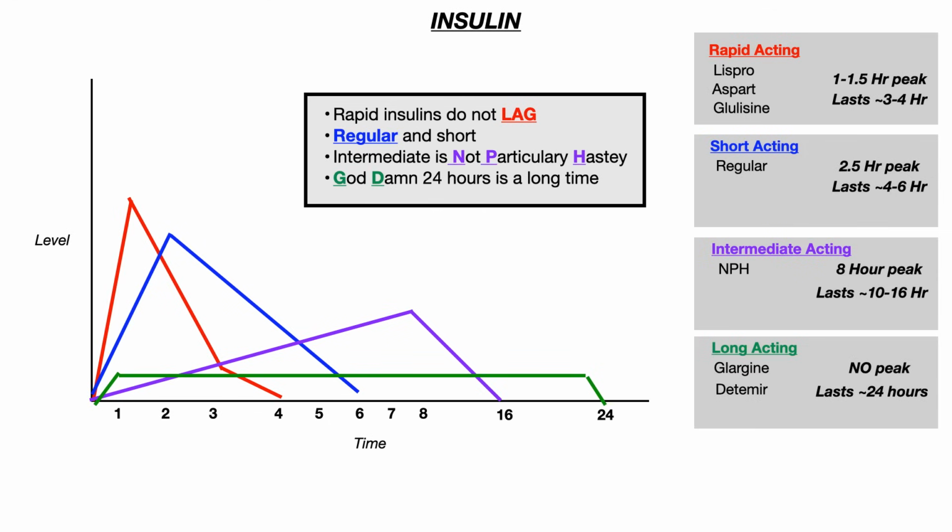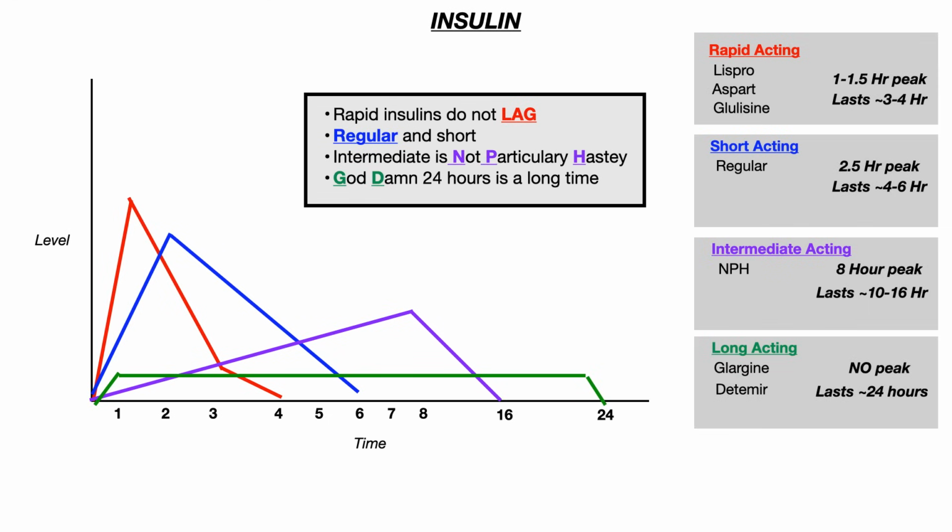And then our final mnemonic is, goddamn, 24 hours is a long time. GD for glargine and detemir. So these are 4 mnemonics, literally one short sentence or one short phrase for each of our 4 categories that will help you remember which insulins belong to which class.